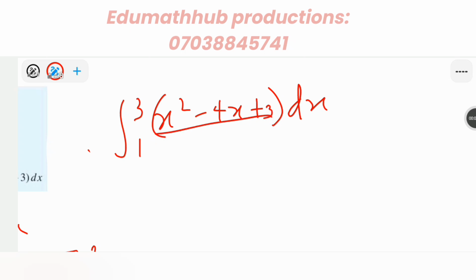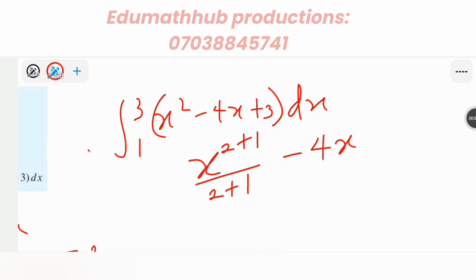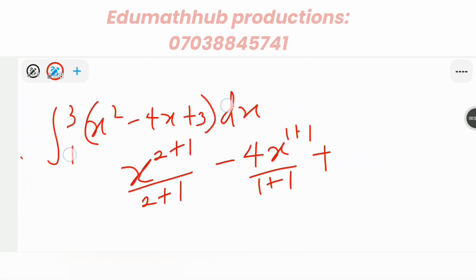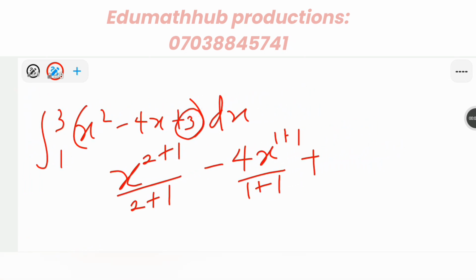Let's integrate it normally first. That will be x, integrate x to the power 2. That will be 2 plus 1 over 2 plus 1. Integrate 4x. So that's raised to the power 1. So 1 plus 1 over 1 plus 1. Now when you integrate ordinary 3, that will give you 3x. Okay, then put your limits. Limit is 1 to 3.